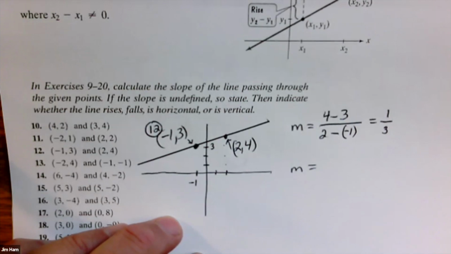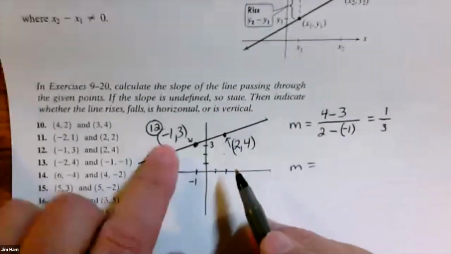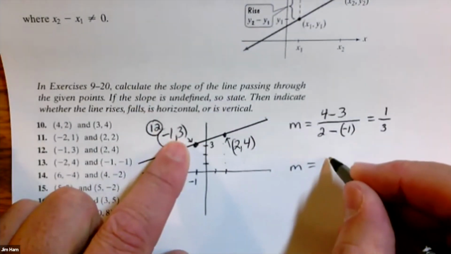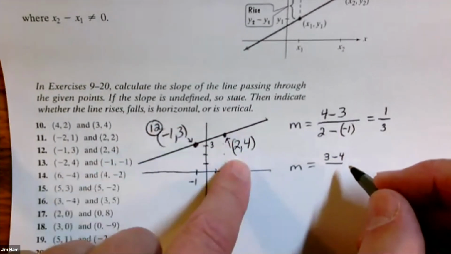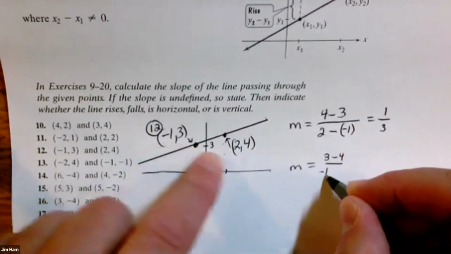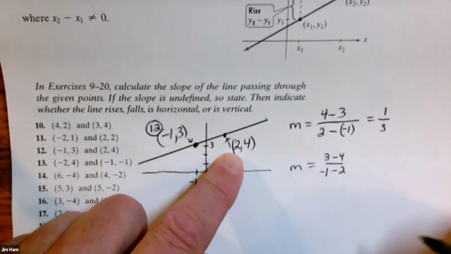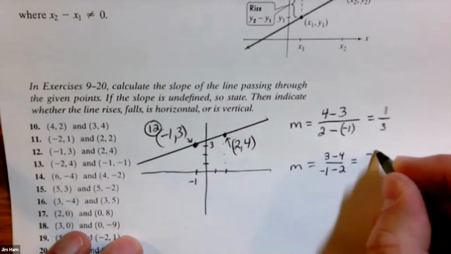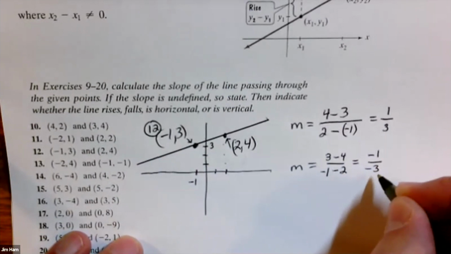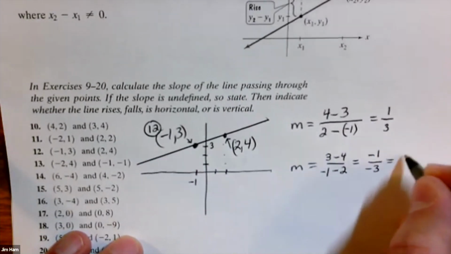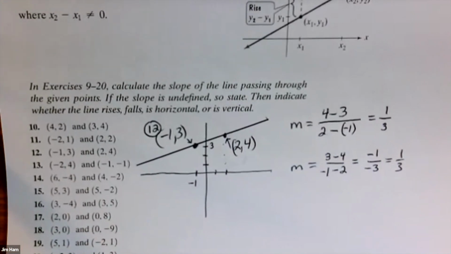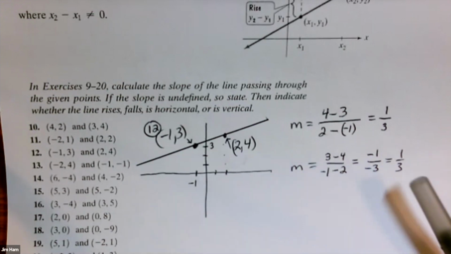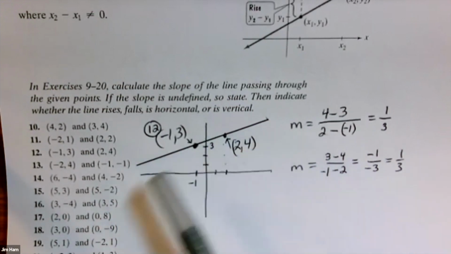Now let's do it the other way. It's going to look different, but the answer is going to be the same. Let me start with this as my first point. So then if I subtract the y's, I get 3 minus 4. And if I subtract the x's in the same way, -1 minus 2. So what you're going to get here is -1 on top and -3 on the bottom. A negative divided by a negative is positive. So you still get the 1/3, even if you change the role of the points from point 1 to point 2. It's a positive number, and that's consistent with a line that increases.